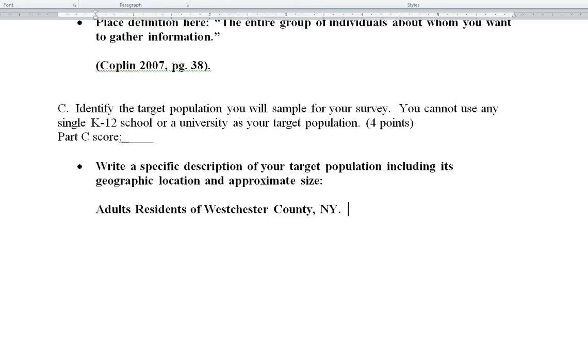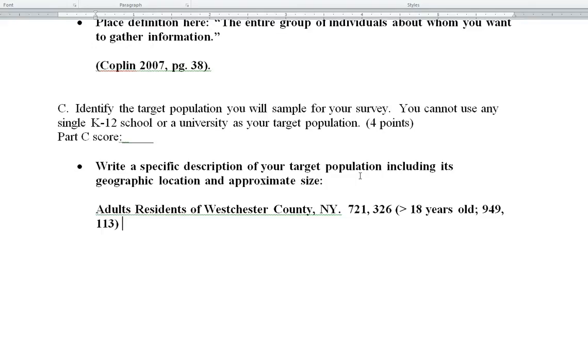And the approximate size of the population, and we do this calculation later on, I think in 4.3, is about 721,326 roughly. This is basically a population of greater than 18 years old, of a population of 949,113 in Westchester County. About 76% is above that, and therefore that defines the approximate size.